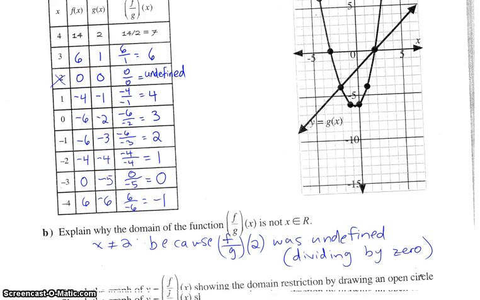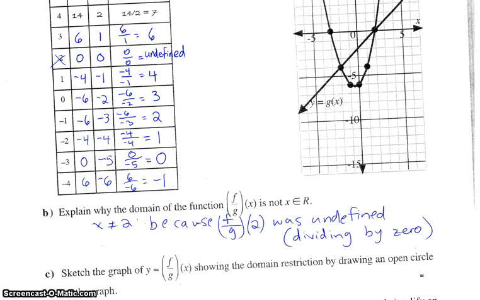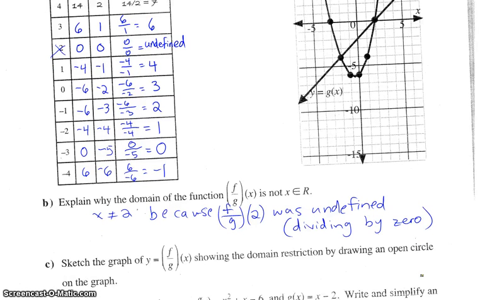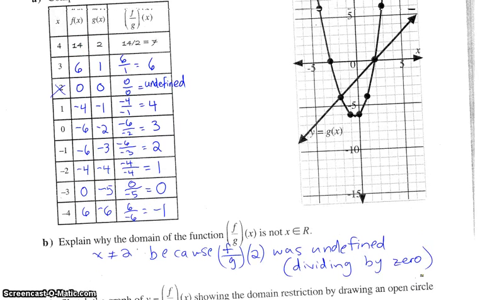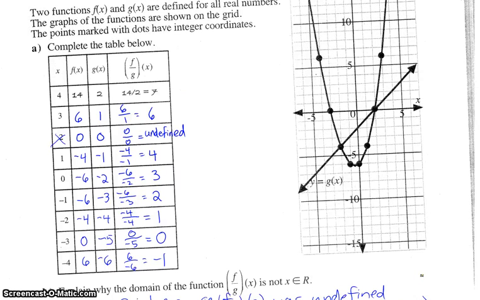Okay, part C, sketch the graph of f divided by g of x showing the domain restriction by drawing an open circle on the graph. So just like the other two lessons, we are going to plot the x values and the y values for f divided by g of x. So I'm going to do that. You're going to pause the video now and you're going to do it as well.